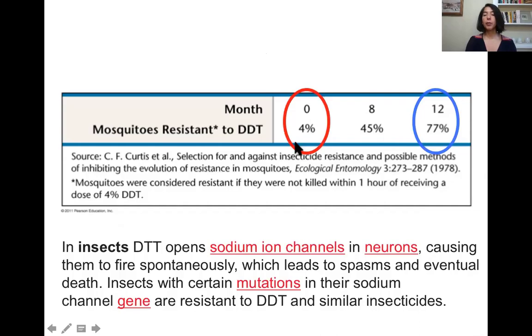Okay, so this is how we go from 4% to 77%. And if you were curious about what DDT does to the mosquito, it's actually very aggressive. DDT opens some channels in the neurons and opens these sodium ion channels and causes them to fire spontaneously. So I imagine them like having some scissors, and that leads to spasms and eventually death. So if some mosquitoes have mutations in their sodium channel gene that are resistant to DDT, they might become resistant to this insecticide.